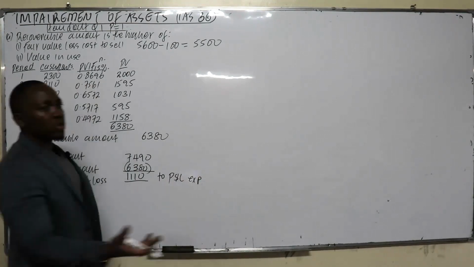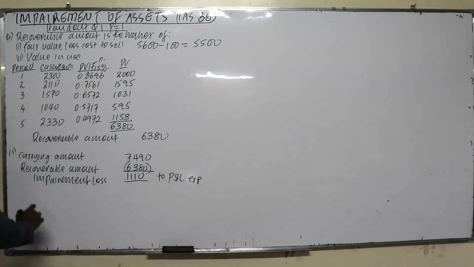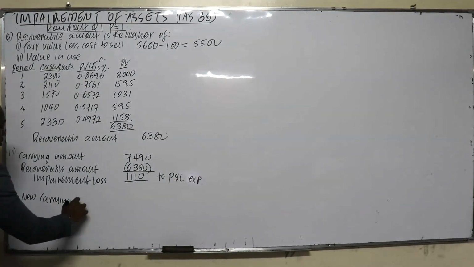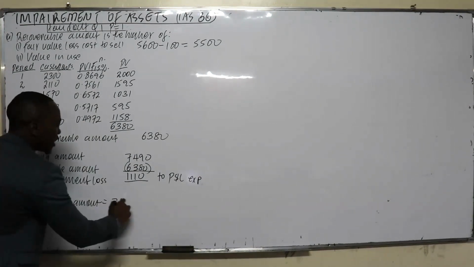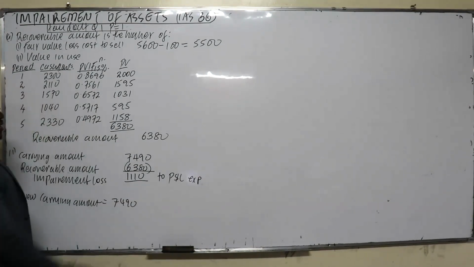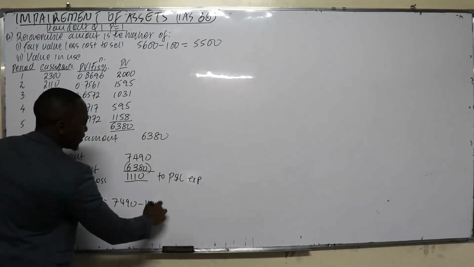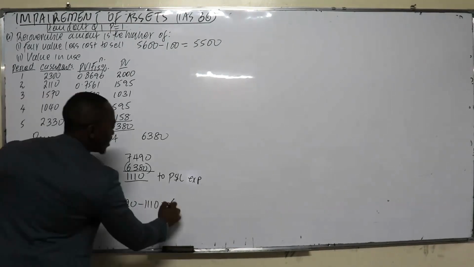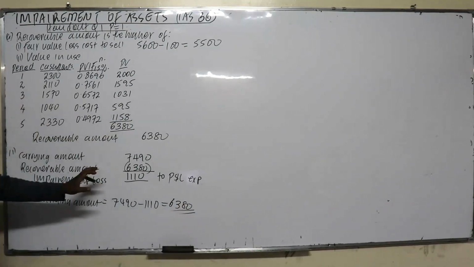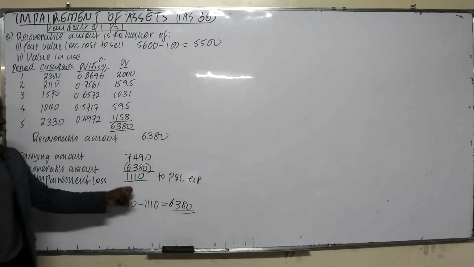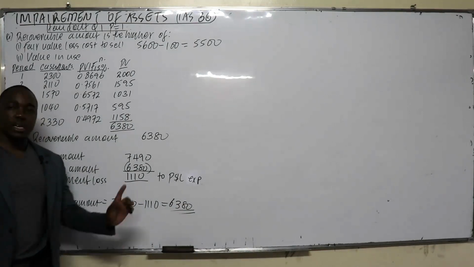Now, how much do you show in the financial statement as a new carrying amount? The carrying amount was 74.90, but now you have recognized an impairment loss of how much? 1110. So you'll get an amount of 63.80. The recoverable amount is what you now show in the financial statement after recognizing the impairment loss. You can copy now.